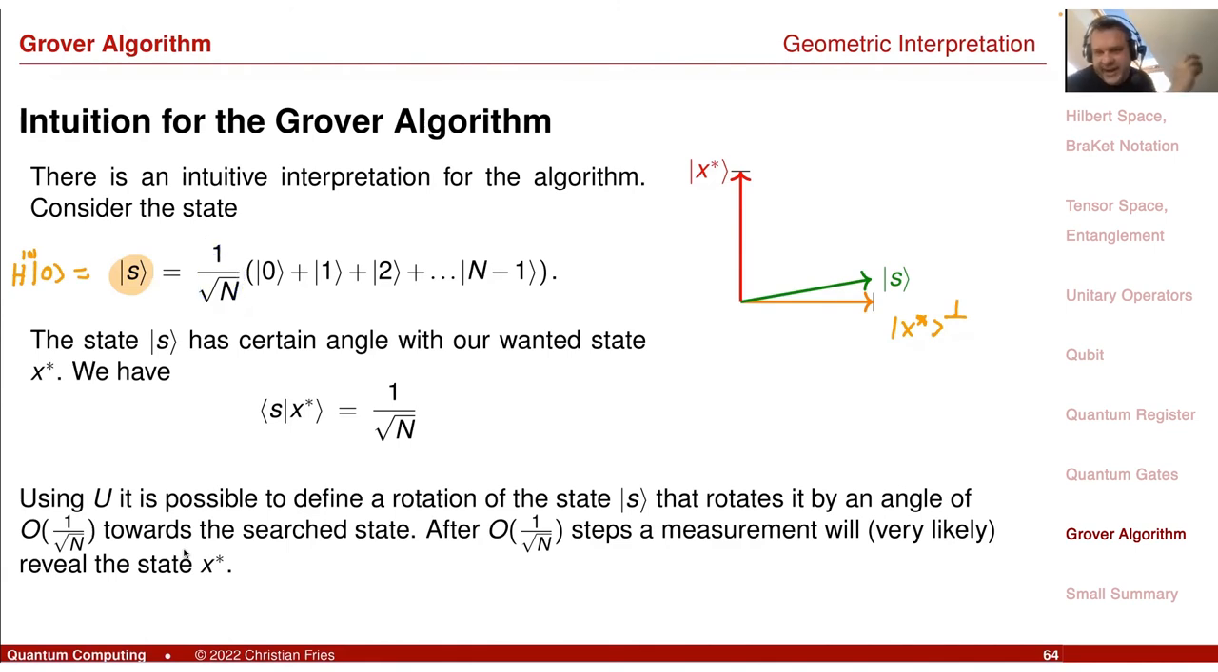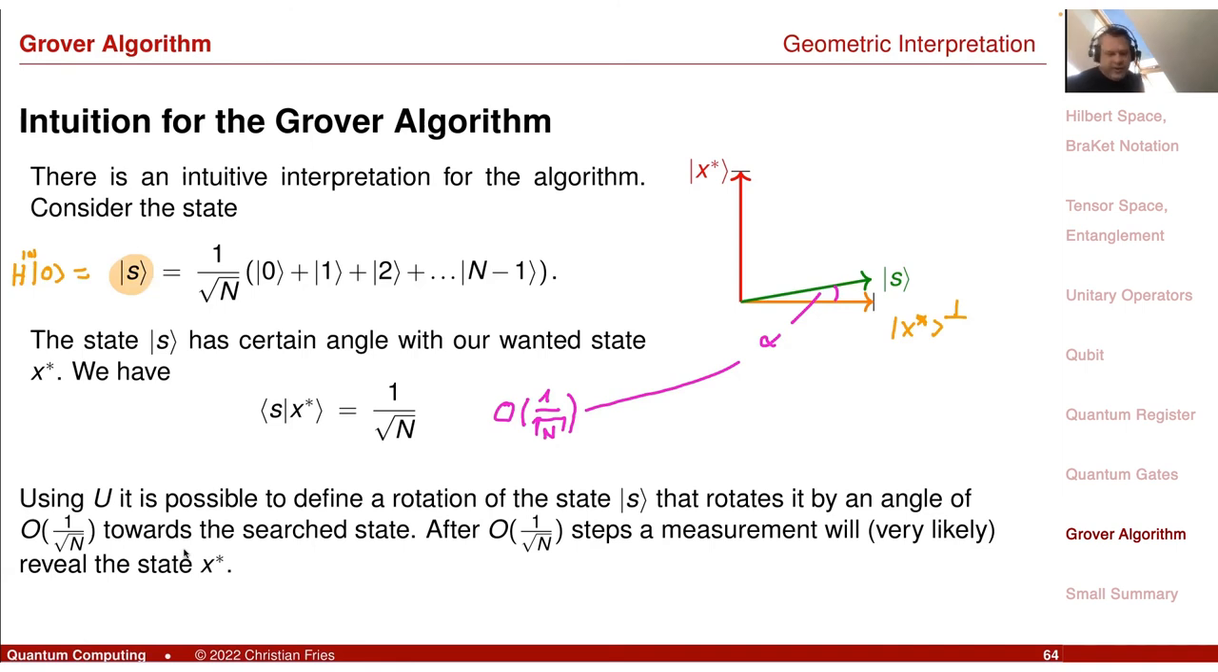So you see the scalar product of this state with our searched state is 1 divided by square root of n. And you can interpret this as having here some angle, alpha. Okay, so the angle alpha is of order 1 divided by square root of n. So for small angles, it's linear.